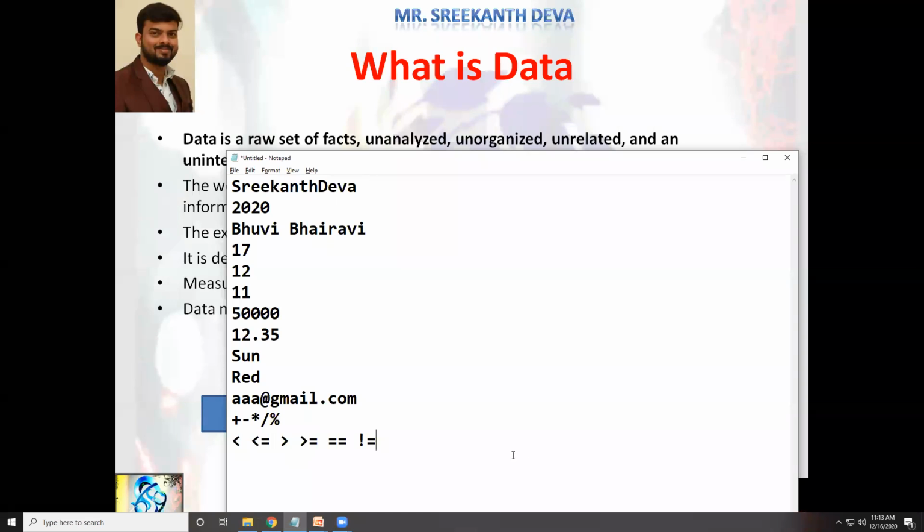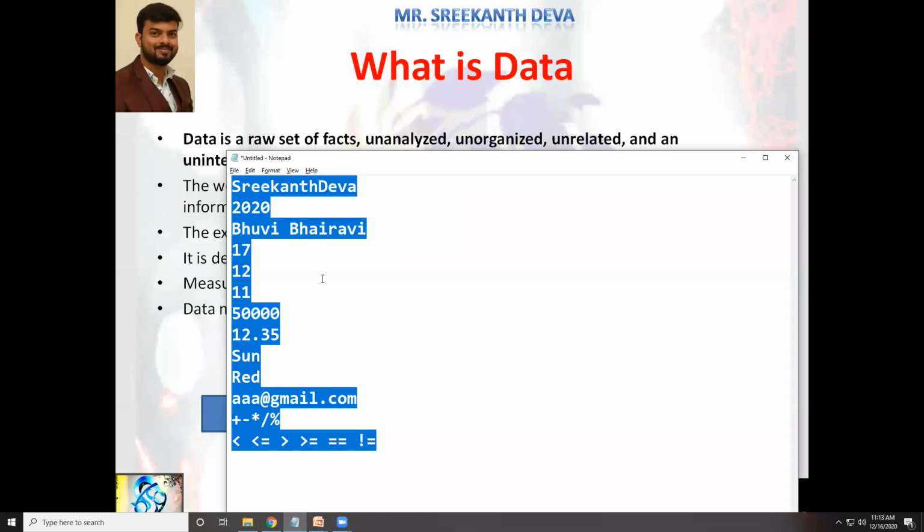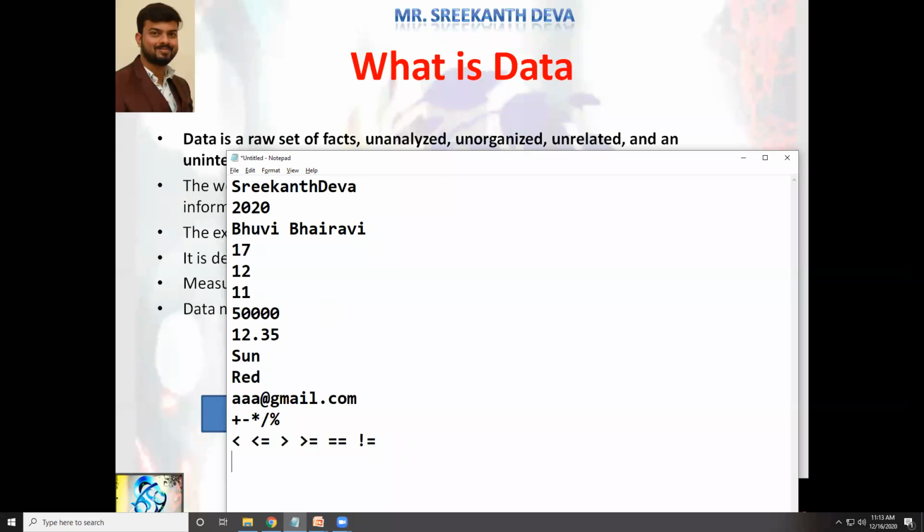See, these are all indicates what? Data, but it does not provide any meaningful information, correct or not? See, randomly I wrote something. It is a collection of some characters, numbers, some floating values, some symbols, some characters, like that I wrote.